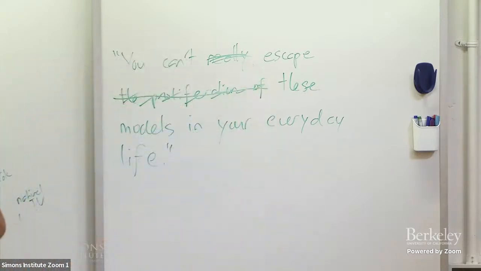Okay, and then finally, what's going on with where you are while you're trying to escape these models? I guess you're in your everyday life, but really, where else would you be? What does this actually tell you about what's happening? It talks about not just your work, not just your academic research.